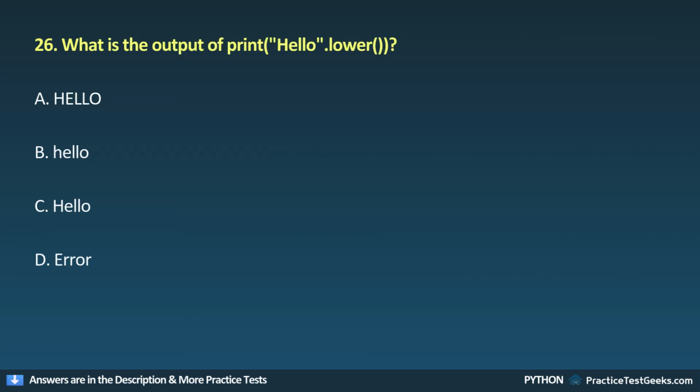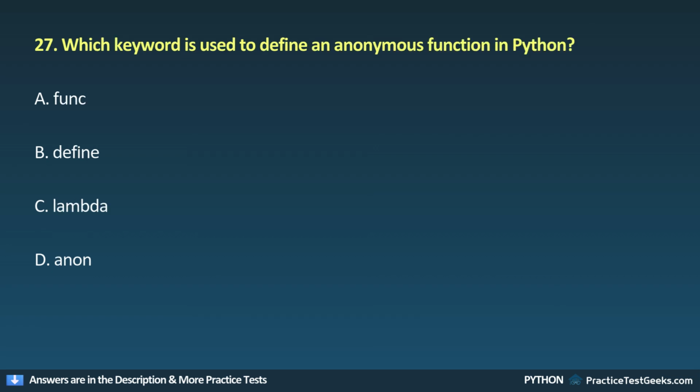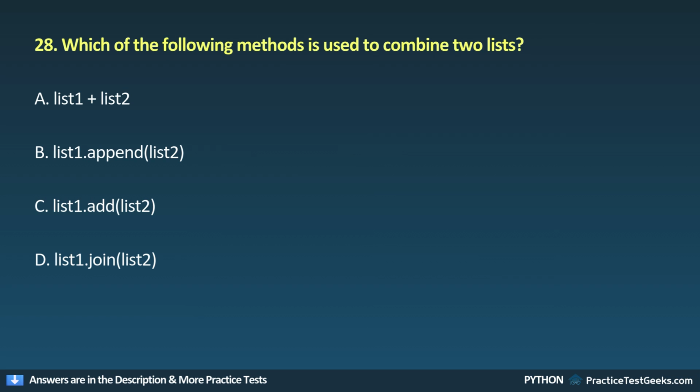26. What is the output of print('Hello'.lower())? A. Hello. B. hello. C. HELLO. D. Error. 27. Which keyword is used to define an anonymous function in Python? A. func. B. define. C. lambda. D. anon. 28. Which of the following methods is used to combine two lists?